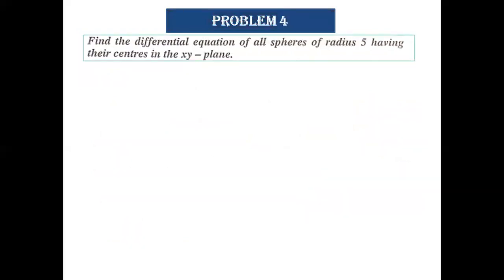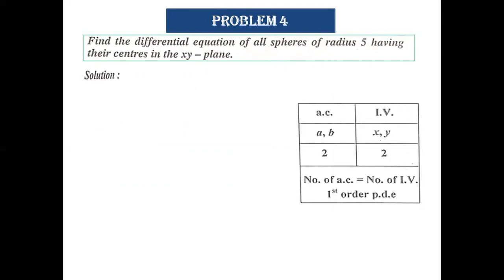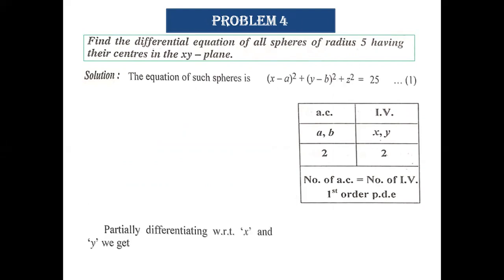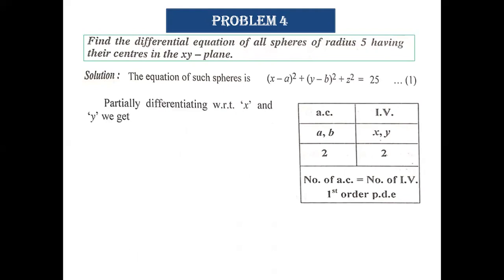Problem 4. Find the differential equation of all spheres of radius 5 having their centers in the xy plane. So arbitrary constants a and b. The number of independent variables is x and y. So totally the arbitrary constants are 2 and the independent variables are also 2. So this is called the first order PDE.